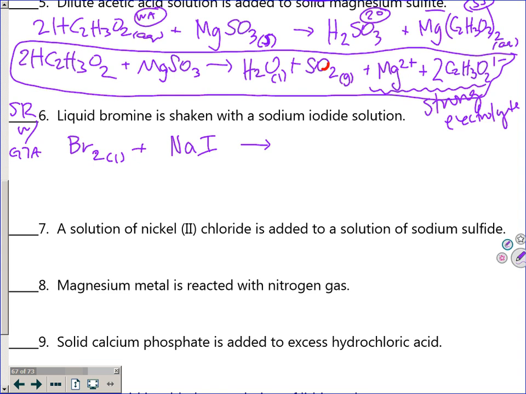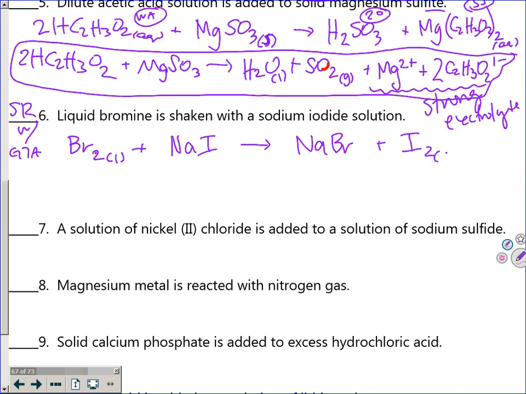So if the item that's a singleton, like bromine, is by itself and it's above the one it wants to replace, it will occur. So is bromine above iodine? Yes. So bromine will kick out iodine out of the bonded situation to make what? Sodium bromide, and how do I write iodine? I2. And anybody know the state of iodine?